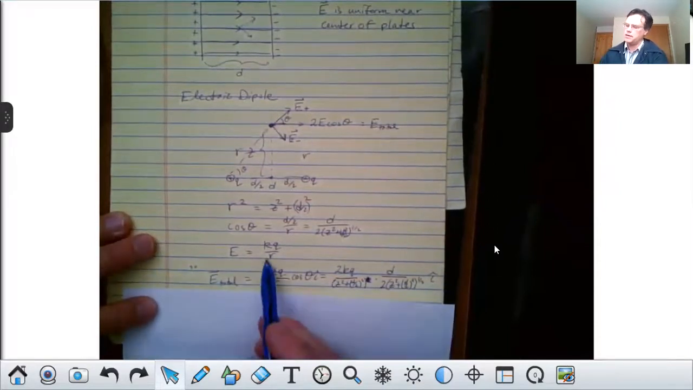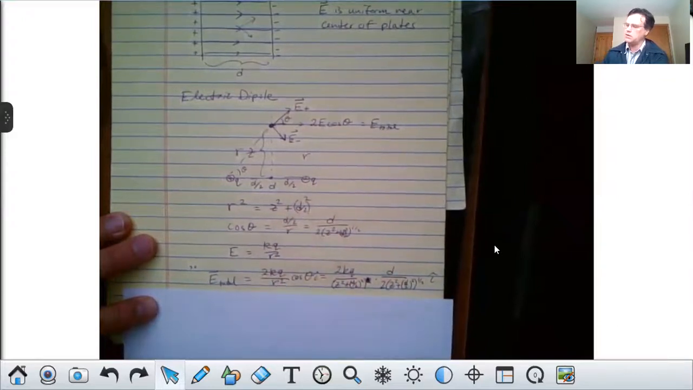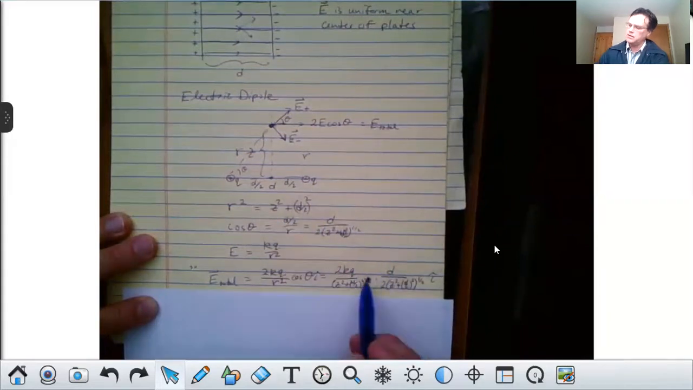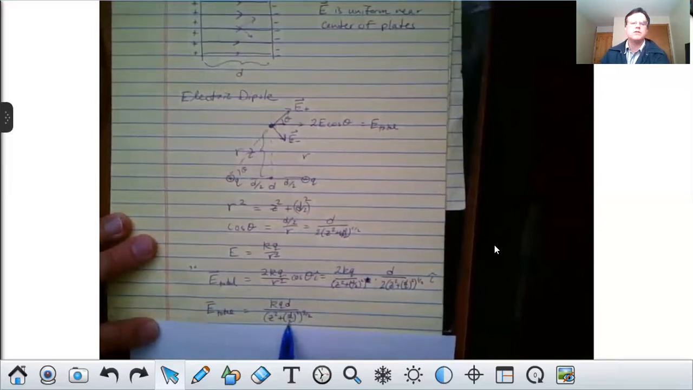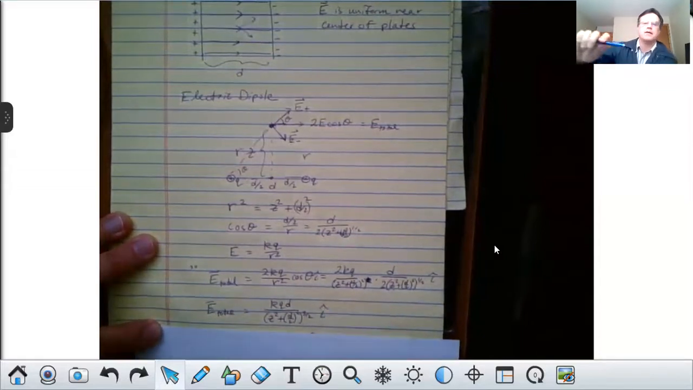So my E total then is 2 times kq over r squared, sorry, this should be an r squared, is my electric field, times the cosine of theta. Let's plug in all of my trigonometric relationships here. I get z squared plus d over 2 squared for the r squared. And then from the cosine, I get z squared plus d over 2 squared to the 1/2. Combining those gives me z squared plus d over 2 squared to the 3/2. These twos cancel and I get kq times d. So there's my electric field magnitude, and I may write that it's just I hat, again because it's pointing in the x direction.